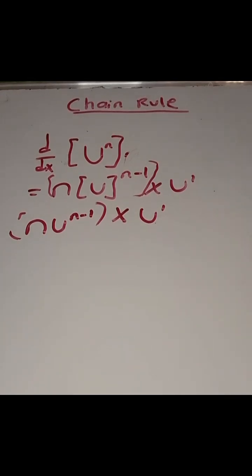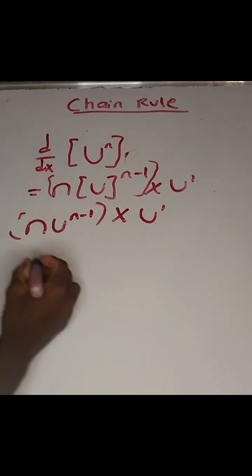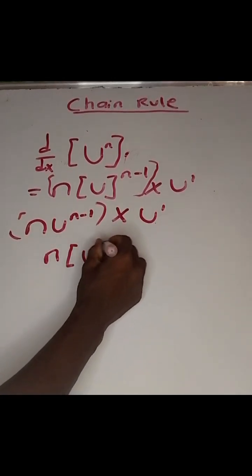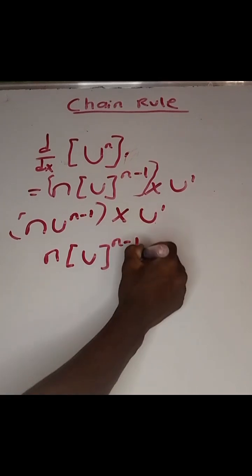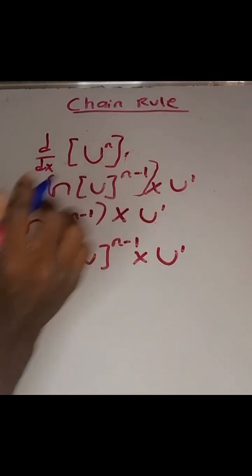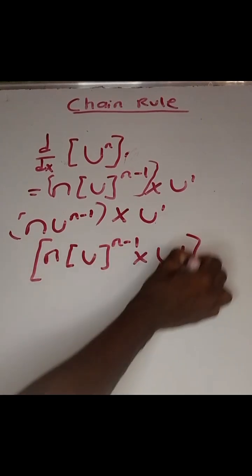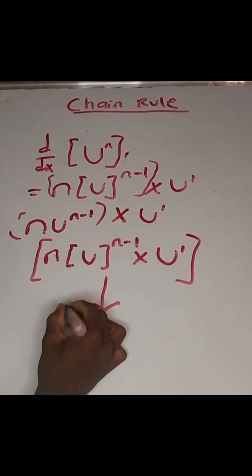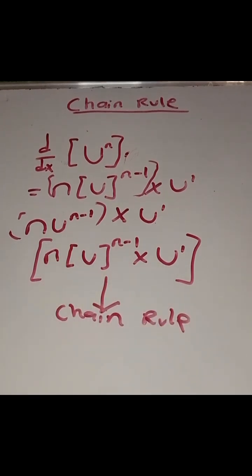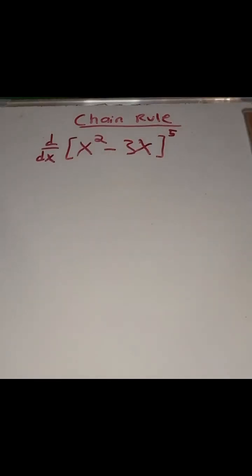So the general formula that we can use in chain rule is n into u to the n minus 1 multiplied by the derivative of the inside bracket. So this is the general formula for chain rule. We can use this general formula to solve chain rule problems. So how can we solve this problem?